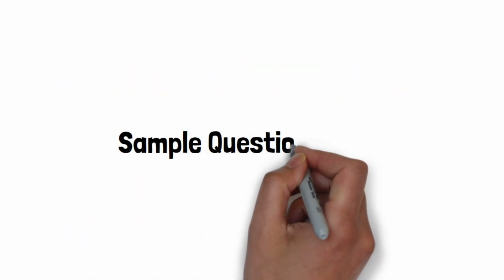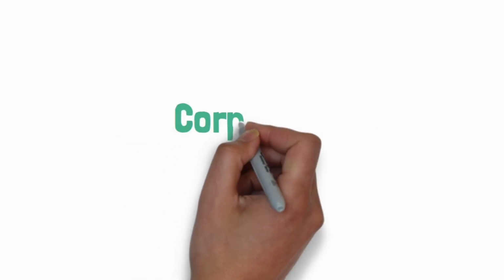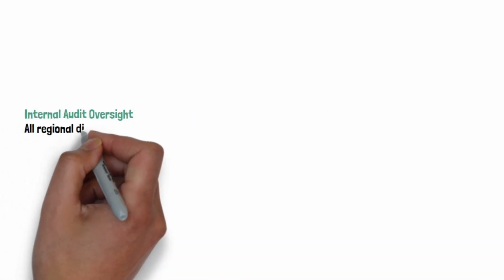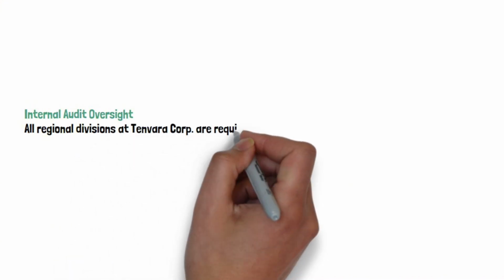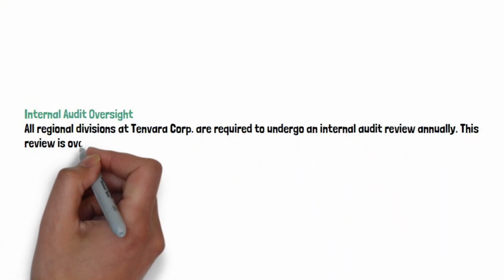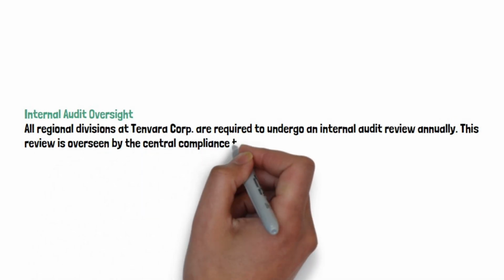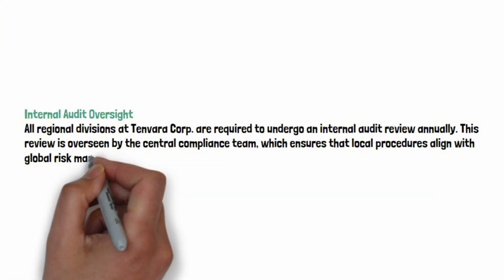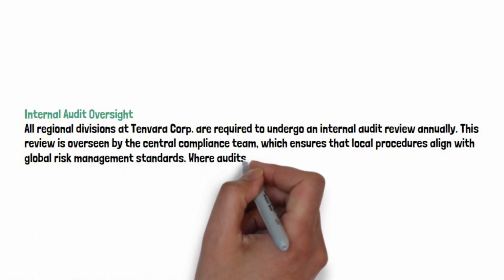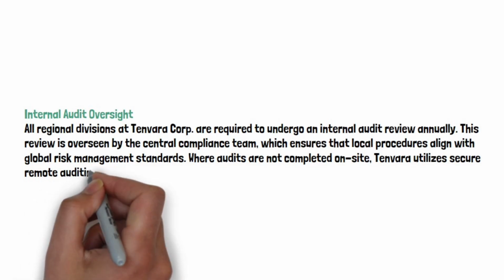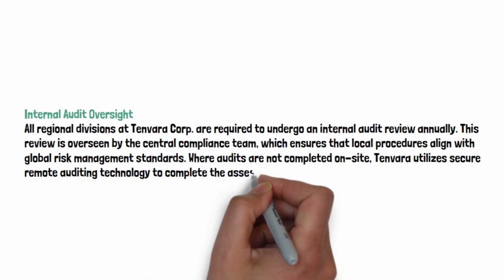Sample question: verbal. Corporate governance. Internal audit oversight. All regional divisions at Tenvara Corporation are required to undergo an internal audit review annually. This review is overseen by the Central Compliance Team, which ensures that local procedures align with global risk management standards. Where audits are not completed on-site, Tenvara utilizes secure remote auditing technology to complete the assessment.